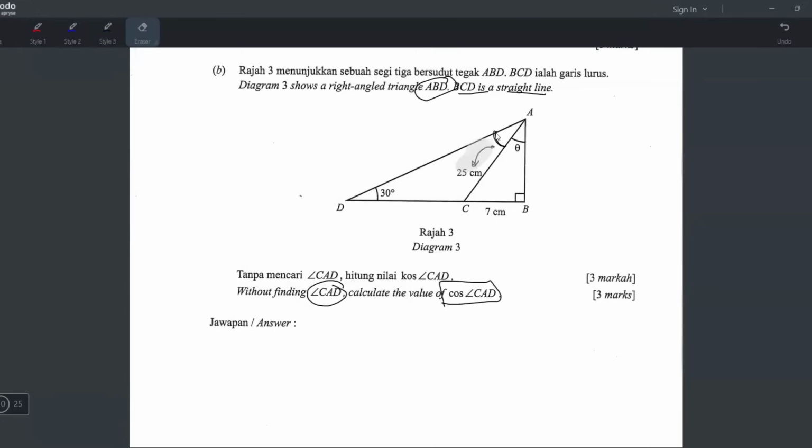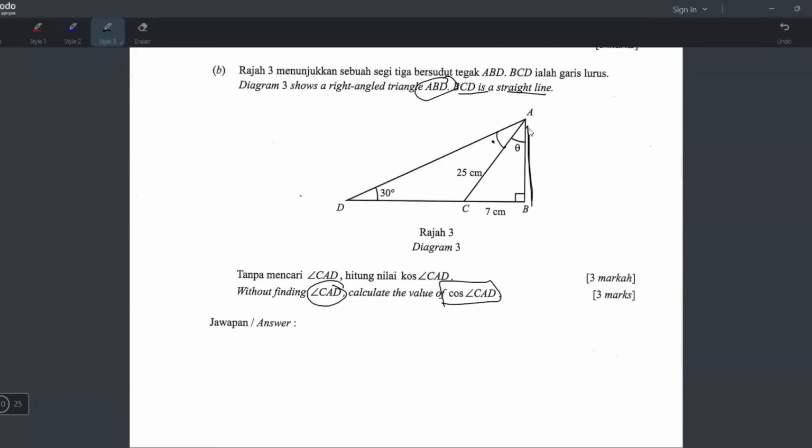That means we have to use another triangle to help me. Because this angle is not inside a right angle, I definitely have to use the other right angle triangle to help me, which is this one, right? But how? Okay, let's think about this.